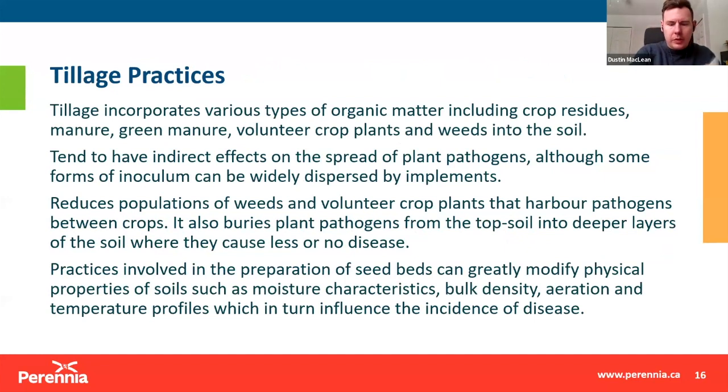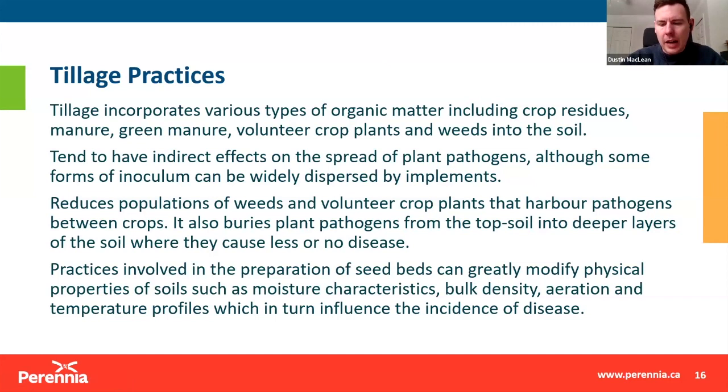So next one, tillage practices. Tillage incorporates various types of organic matter, including crop residues, manure, green manure, volunteer crop plants, and weeds into the soil. It tends to have indirect effects on the spread of plant pathogens, although some forms of inoculum can be widely dispersed by implements. It reduces populations of weeds and volunteer crop plants, however, that harbor pathogens between crops, so that can be beneficial.